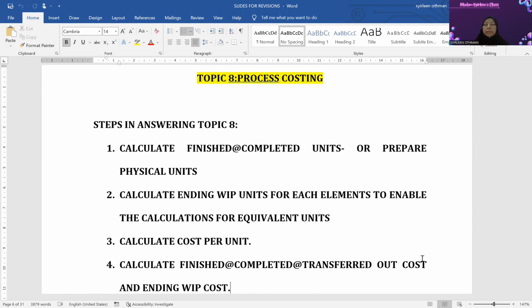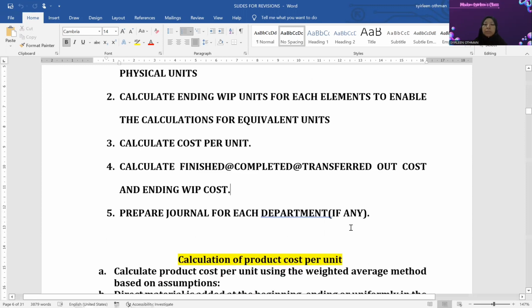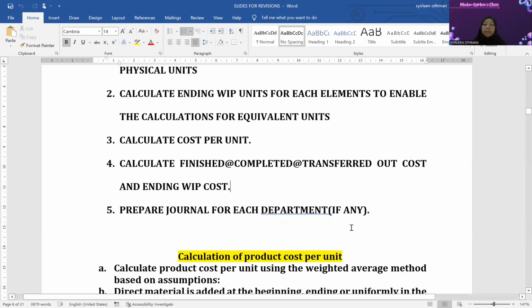And you need to bear in mind, conversion cost consists of 2 items, which is your manufacturing overhead and also your direct labor. Okay, so after you've calculated the ending WIP units for each elements. Okay, kita akan calculate cost per unit. And then once we already get the value for cost per unit, we are going to use that value to calculate the finish or the completed or the transferred out cost. And then we are going to calculate the ending WIP cost. So you need to get the cost per unit for each elements in order to calculate number 4.